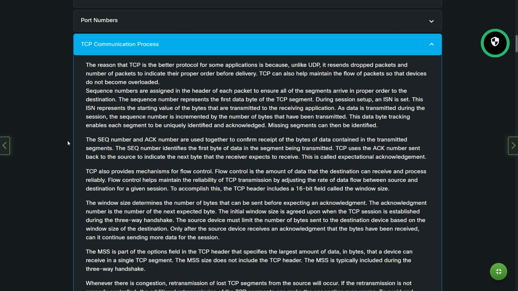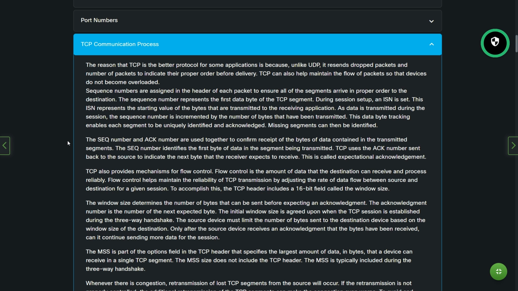The sequence number and ACK number are used together to confirm receipt of the bytes of data contained in the transmitted segments. The sequence number identifies the first byte of data in the segment being transmitted. TCP uses the ACK number sent back to the source to indicate the next byte that the receiver expects to receive. This is called expectational acknowledgement.